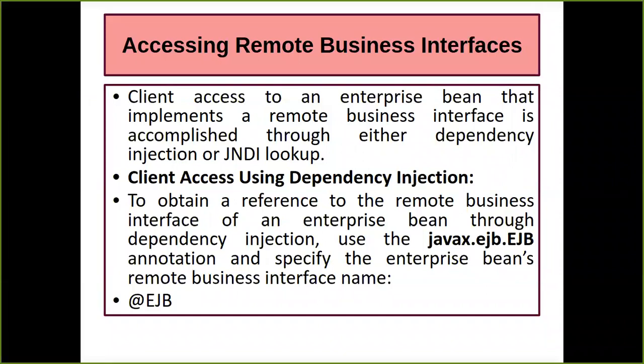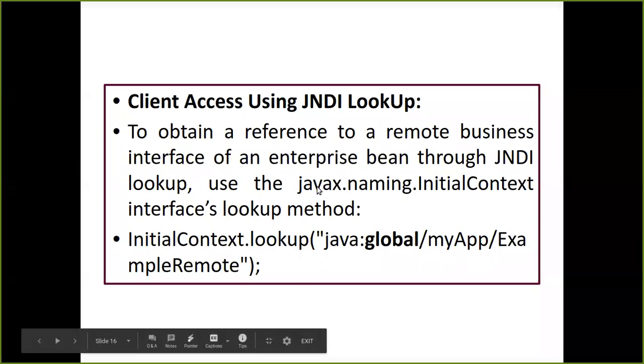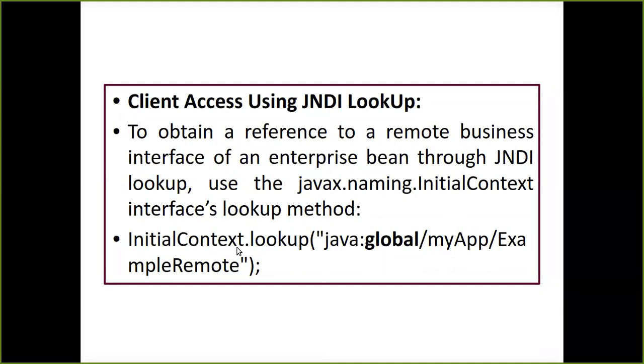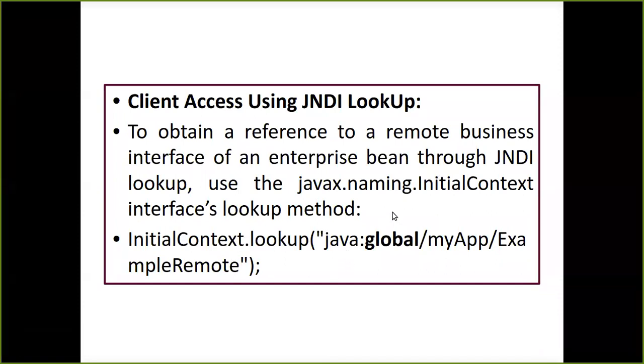How can we do it? Similarly, you have two options. Either you can go with dependency injection or you can go with the JNDI lookup. When you go with injection, just import a package called javax.ejb.* and write @EJB in your program. Similarly, if you want to go for a JNDI lookup, you can just have an import statement, javax.naming.*, out of which you are calling the InitialContext interface, which consists of the lookup method for JNDI, which will have java:global.